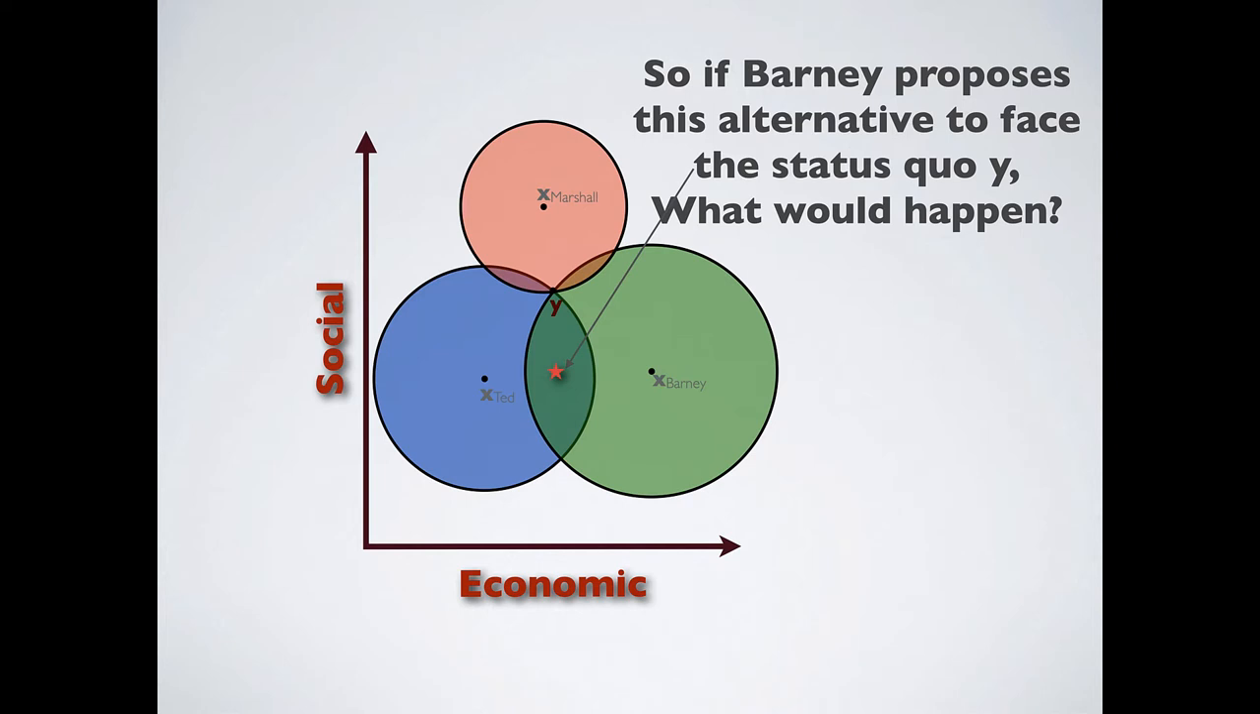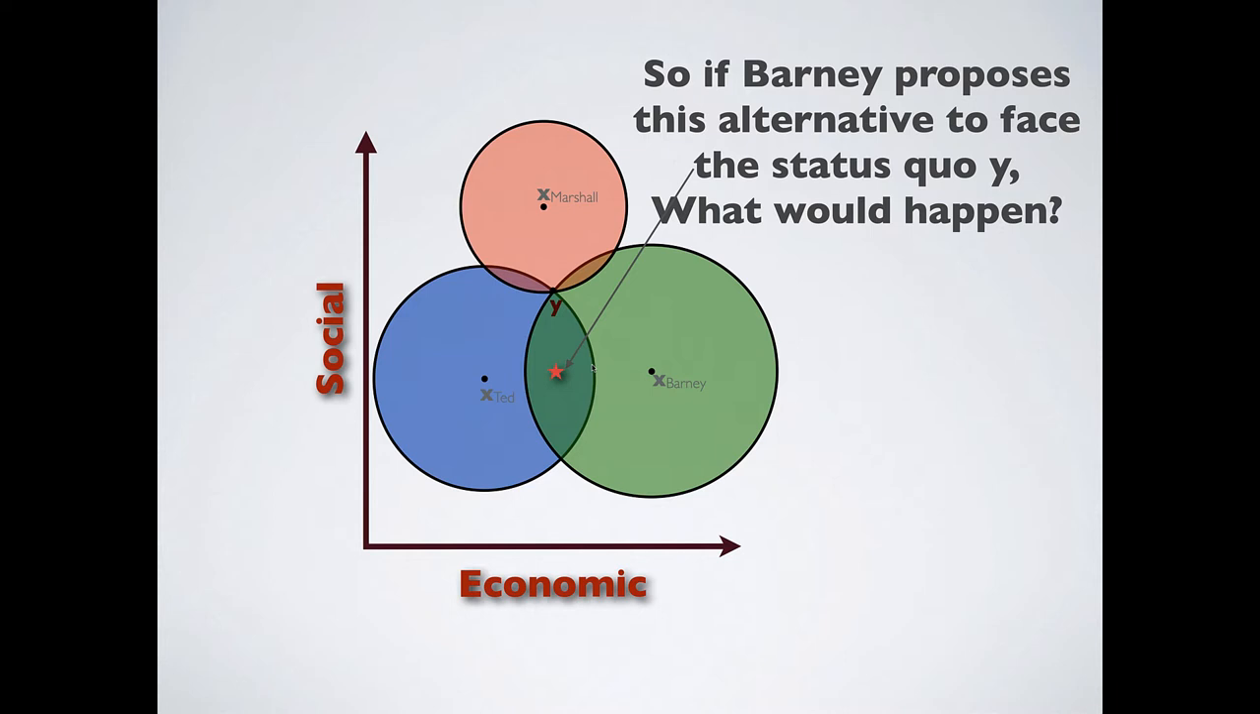So, if Barney got to be the proposer, it's the same sort of game we looked at when I was walking you through the median voter example. Let's say Y is the status quo, and Barney proposes that star. You might think, actually, Barney wouldn't propose that star. Barney's going to propose the closest thing in the WinSet to his ideal point, but we'll get to those sorts of things later on. But let's just say Barney proposes this.